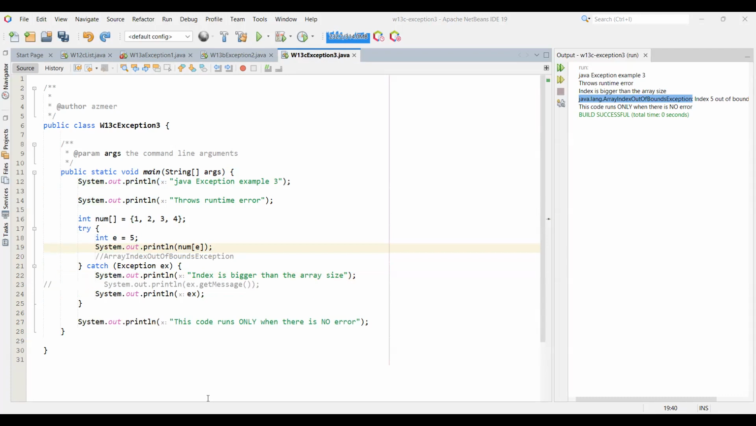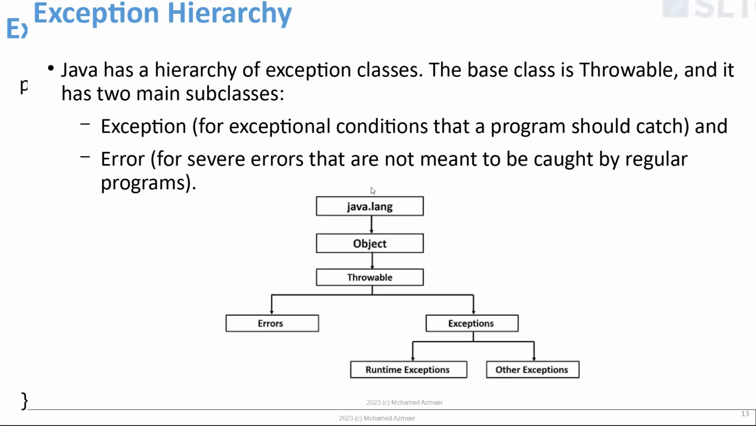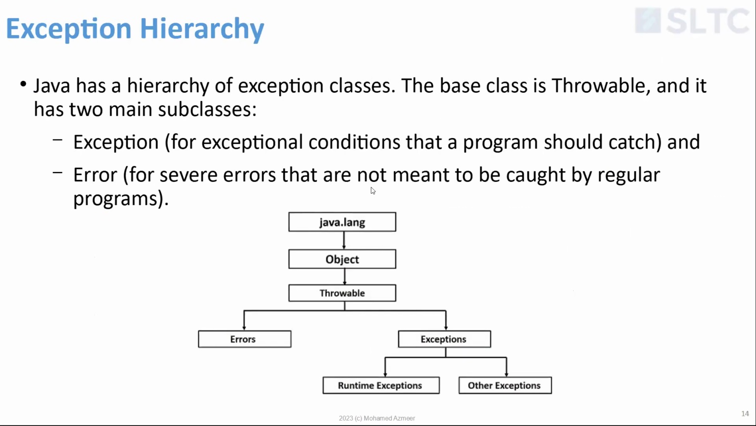So this is an example of how we ran the code with the help of try-catch block. And if you notice, the finally block was always running, isn't it? Whether there is an error or no error, it is always running.